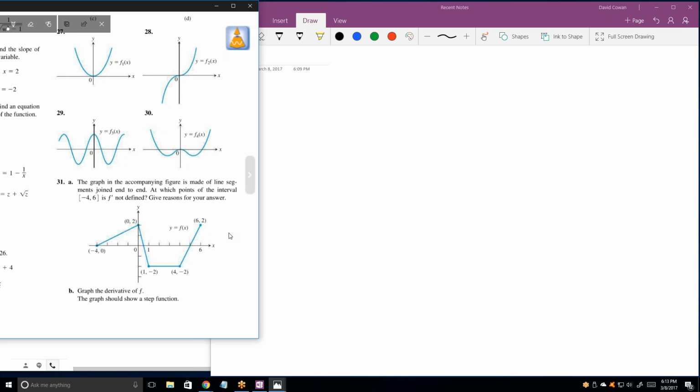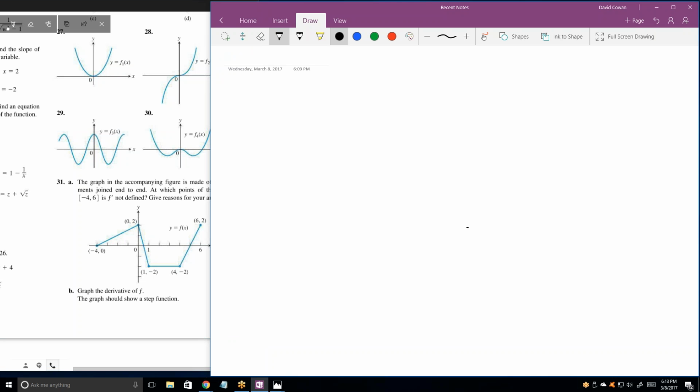Graph the derivative of f. Well, let's graph it. It's easy to do. Okay. In other words, instead of y, I'm going to label it y prime. Okay. What is the slope from minus 4 to 0?